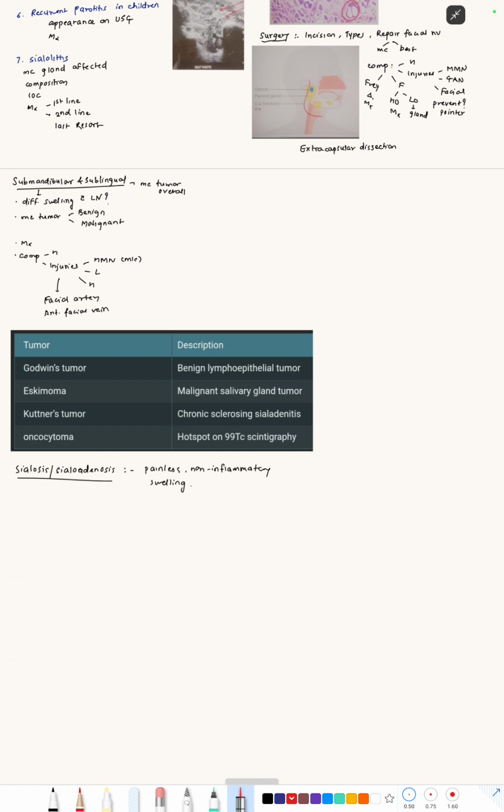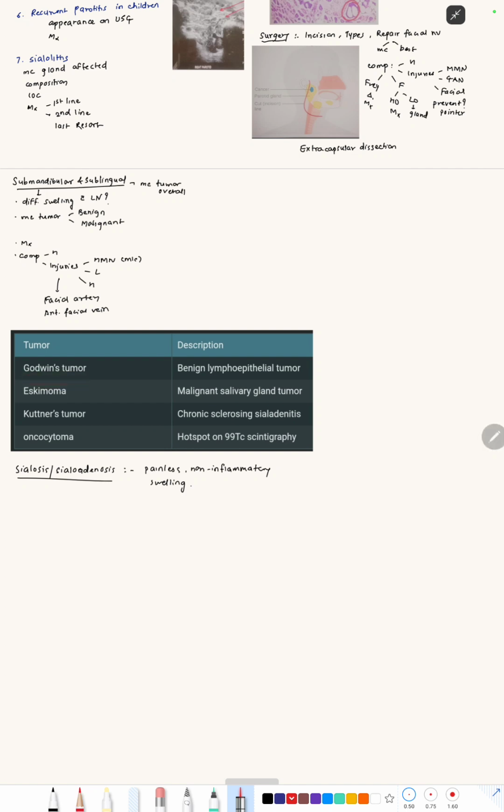Complications are hemorrhage, injury to the marginal mandibular nerve, which is the most common. Then lingual nerve and hypoglossal nerve. Facial artery is also involved and anterior facial vein. So these are all the structures which are affected in case of the surgeries that are done for submandibular and sublingual tumors. Now there are some named tumors and their description is given here.